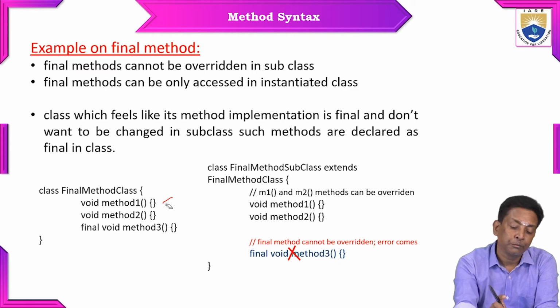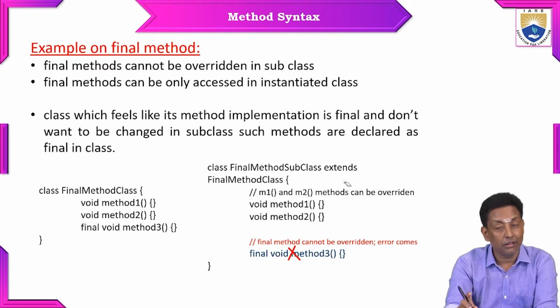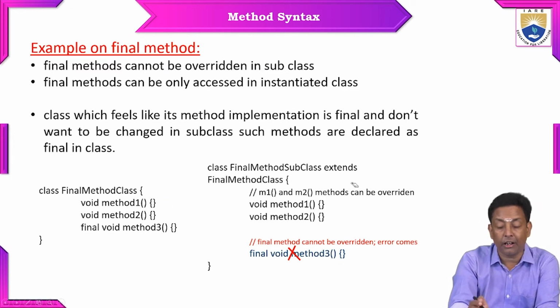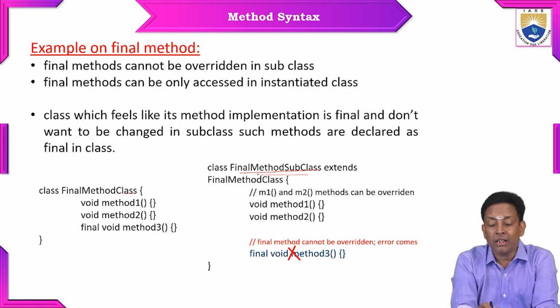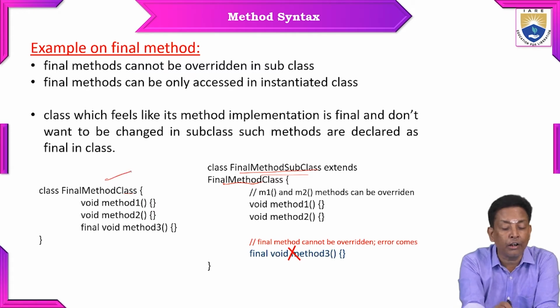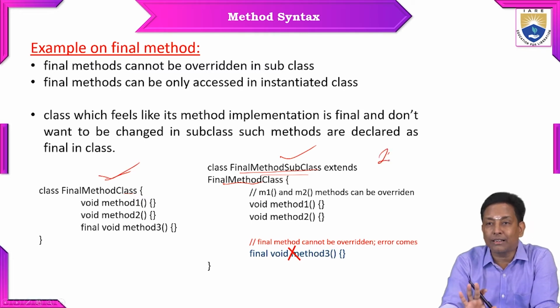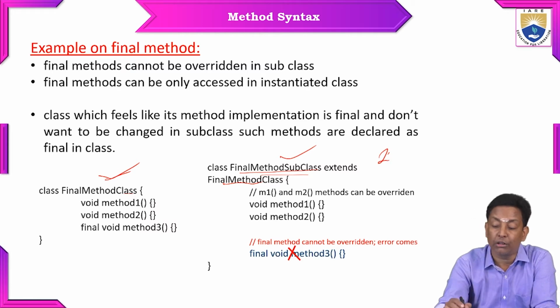So tell me, if this class is subclassed by another class, like here I am writing one class called final method subclass: class final method subclass extends final method class. We derived from this class. So whenever a class derives from another class, what can a subclass do? A subclass can do 2 things.